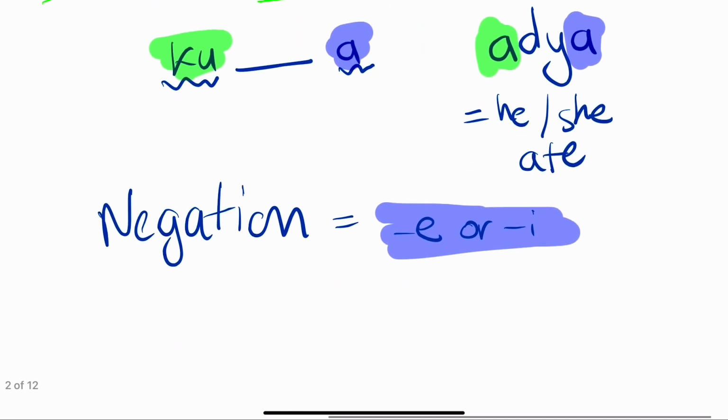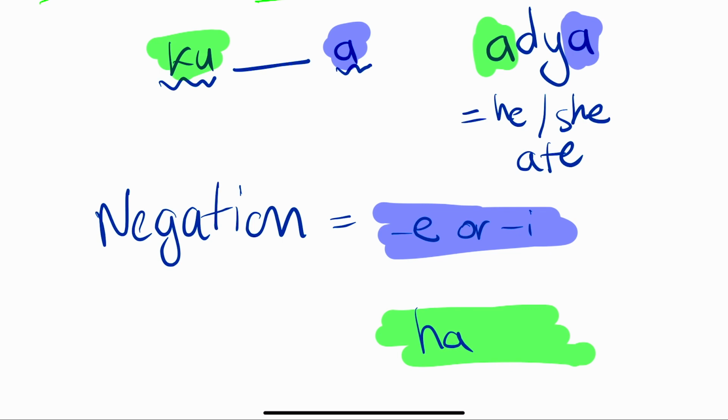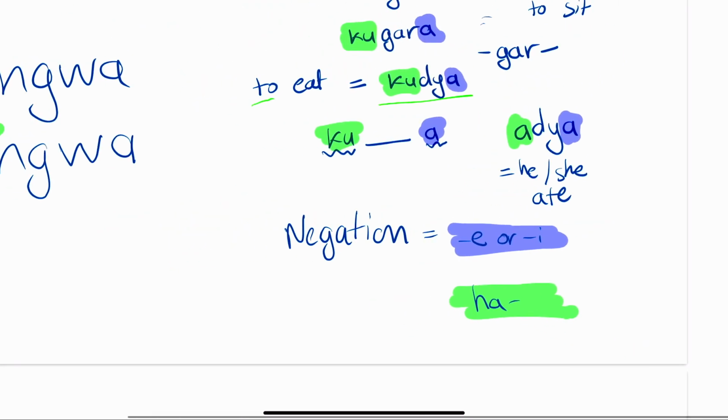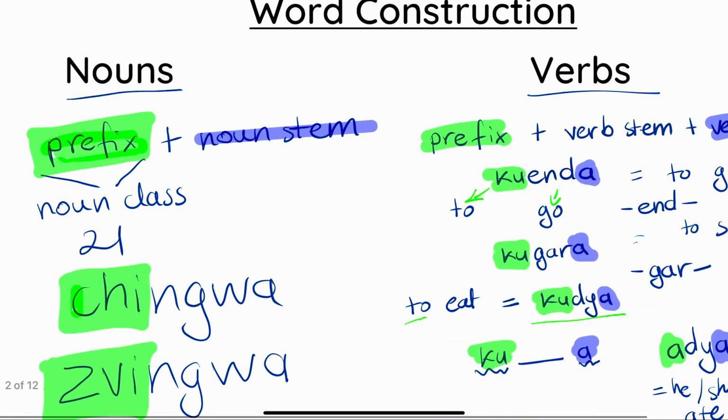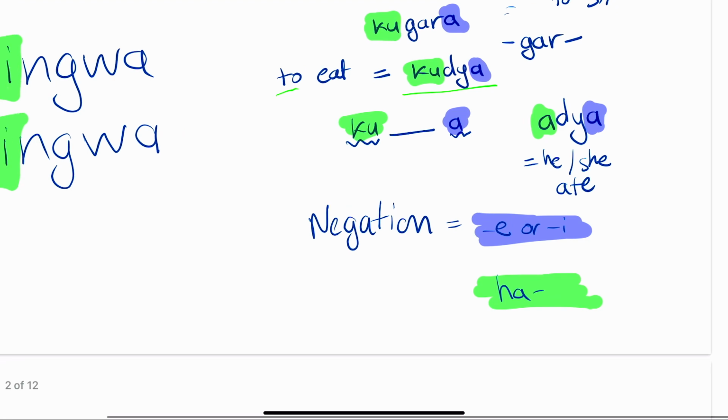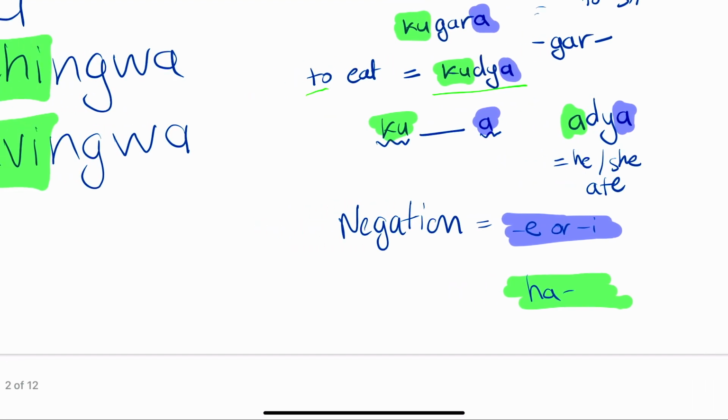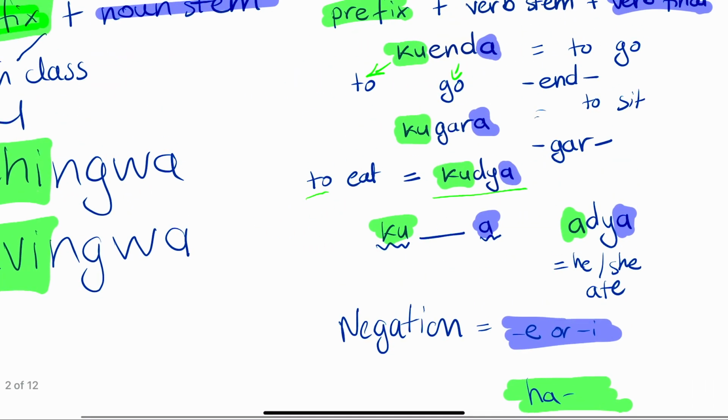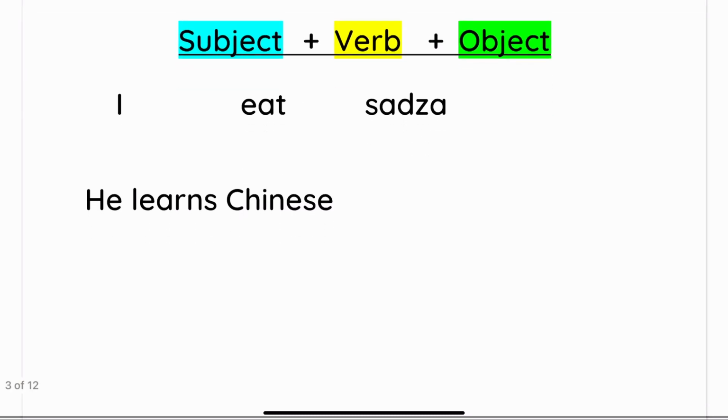And here our verb prefixes, they can either be ha, or it can change to any one of our noun prefixes that we saw. Remember how we had all of these noun prefixes? Those can also be used as part of our verbs, which we will see in a little bit. So back to our sentence construction.